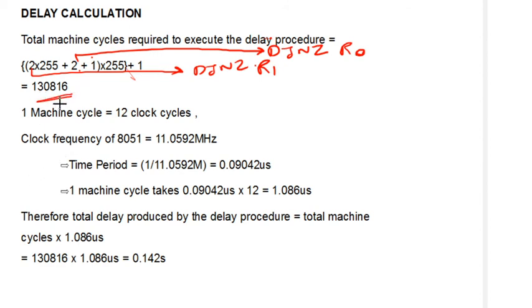Once you get the total machine cycles, you know the relation: one machine cycle is 12 clock pulses. So one machine cycle is always 1.085 microseconds. This is actually a standard which we know already. To find the total delay, 1.085 into the total machine cycles gives the delay. This is the total delay that was generated, 0.142 seconds. If I call this multiple times, I can get a longer delay. This is how the delay calculations are made using the nested looping of the 8051.